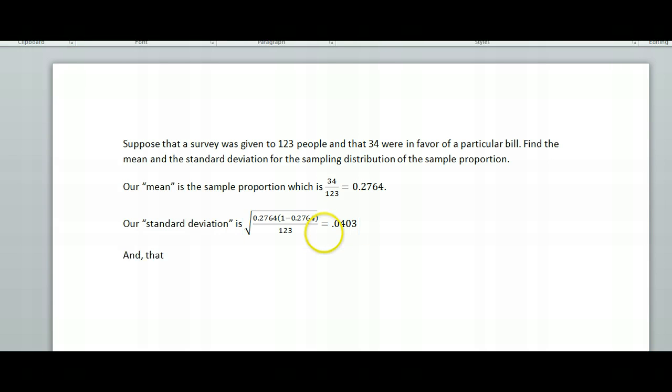And that's our answer. The mean is 0.2764, found by calculating the proportion of 34 successes out of 123 total. And then the standard deviation is found by taking the probability of success multiplied by the probability of failure, which would be 1 minus that to get a total of 100%, divided by the quantity 123.